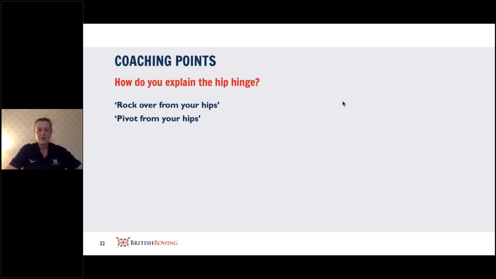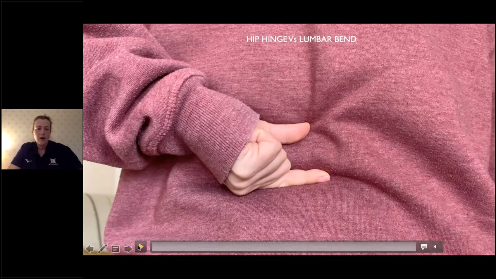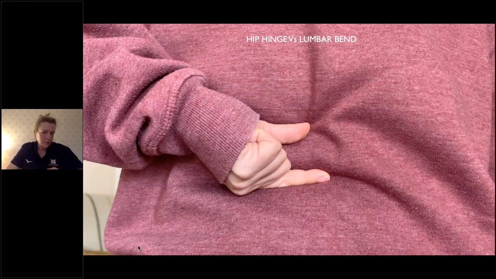Some of the coaching points that we might use to explain the hip hinge are rocking over from your hips or pivot from your hips. Again, those are the classic things that the coaches are talking about. But again, if we can think about the pelvis rather than just the hips, and thinking again about that position of the pelvis. So one little thing that we can use to really test our hip hinge, and I'd suggest you have a go at trying this at home, is putting your fingers on your lower spine. This is a quick video, it'll be a little bit jolty, but it should be okay.